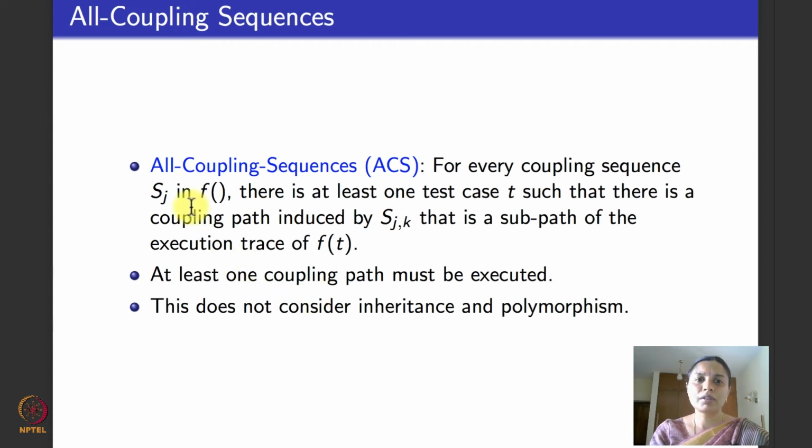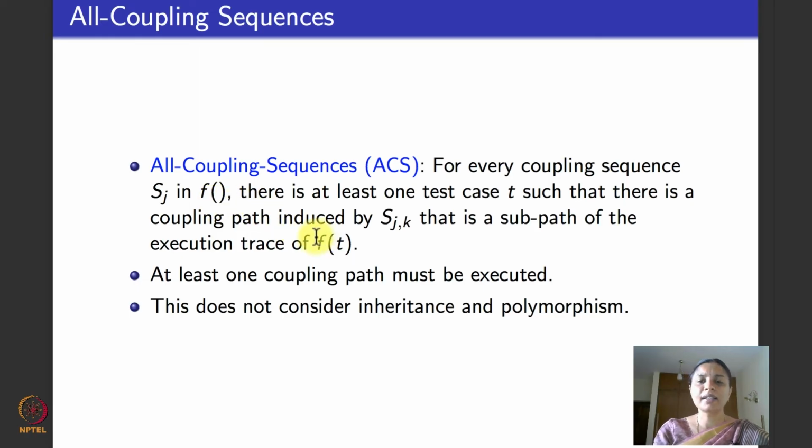The first one that we will look at is called all coupling sequences, abbreviated as ACS, where for every coupling sequence Sj in the particular method f, there is at least one test case T that needs to be written such that there is a coupling path induced by Sjk, which is a subpath of the execution trace of f when it's executed in T.